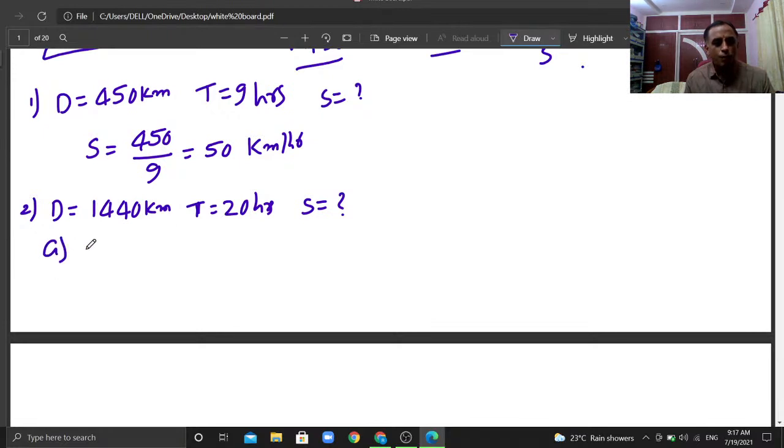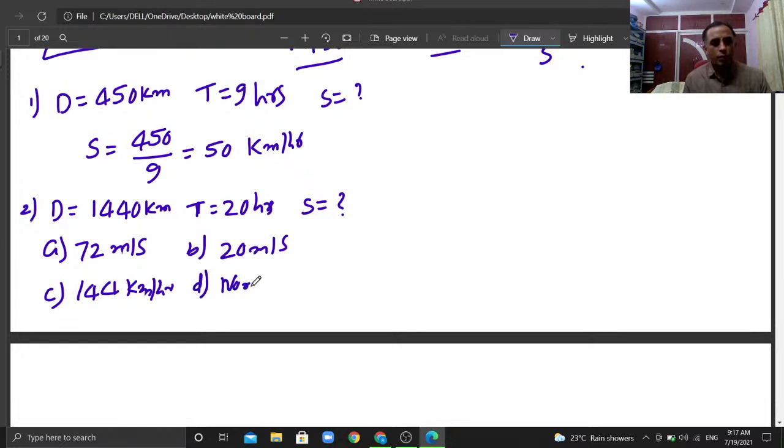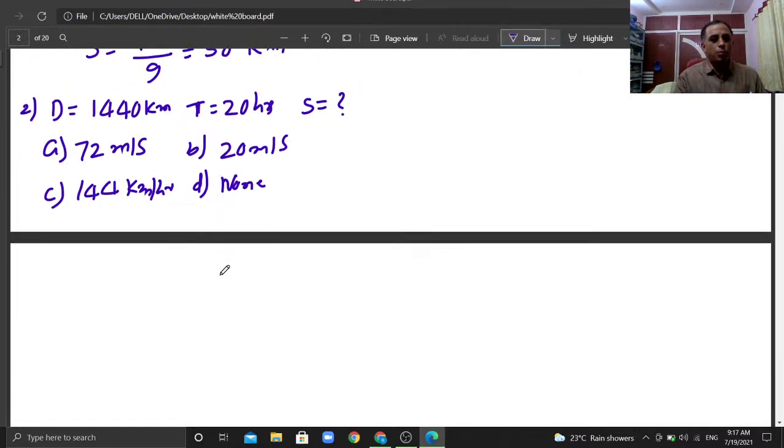I will give the options also. Option A: 72 meter per second. Option B: 20 meter per second. Option C: 144 kilometer per hour. Option D: none of the above.